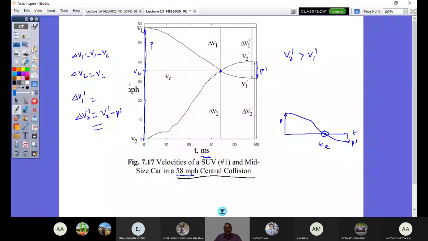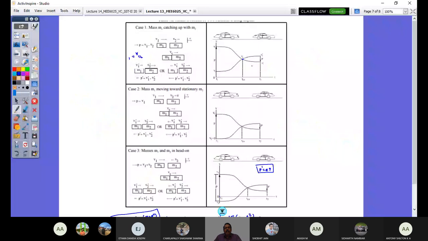the variation of relative velocity as a function of time during the event of crash. And there can be three different cases by which you would have the variation of relative velocity as a function of time.